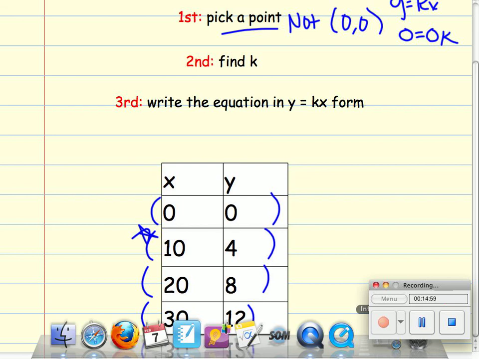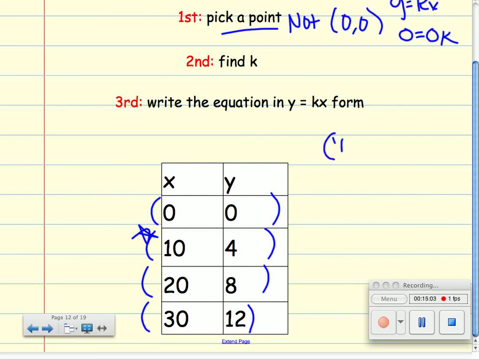All right, so the point 10, 4. That's my x, that's my y. Of course, you don't always have to do that. I just do that to help while I'm teaching you something new. Now I'm going to plug it into the equation y equals kx. So my y is 4. 4 is equal to, I don't know k, but I know x is 10. 10 times k.